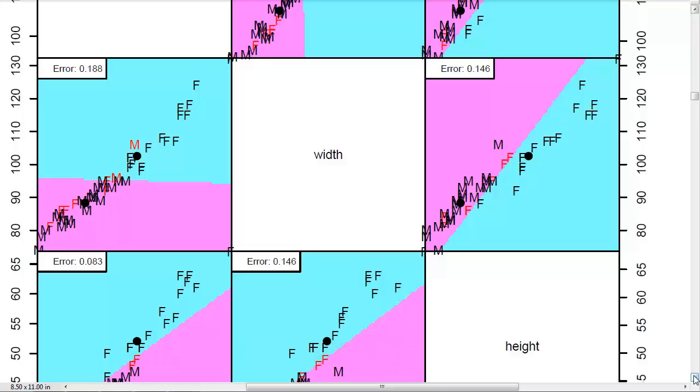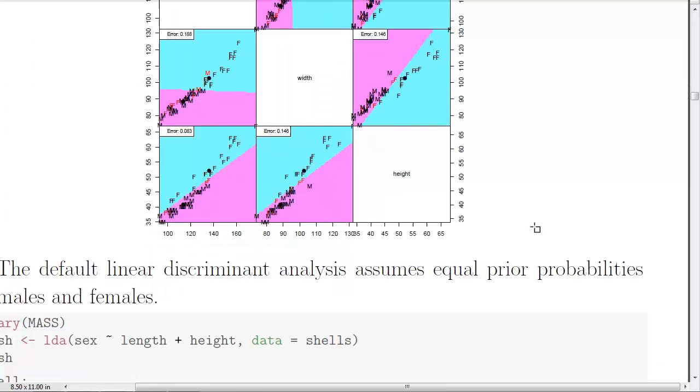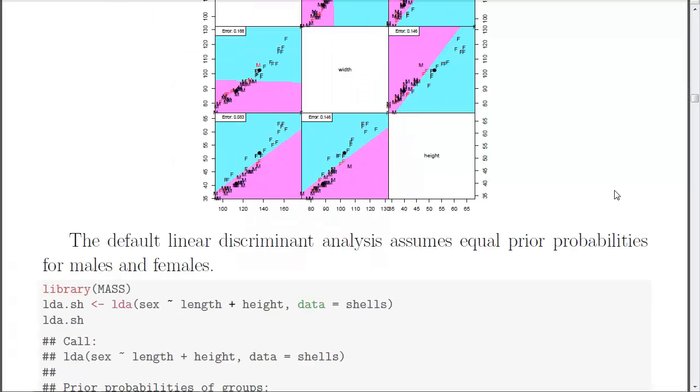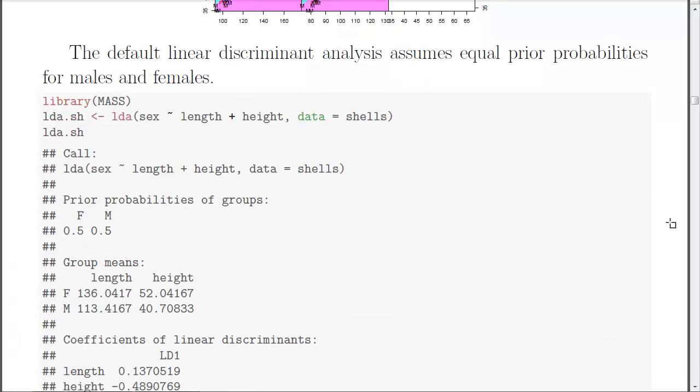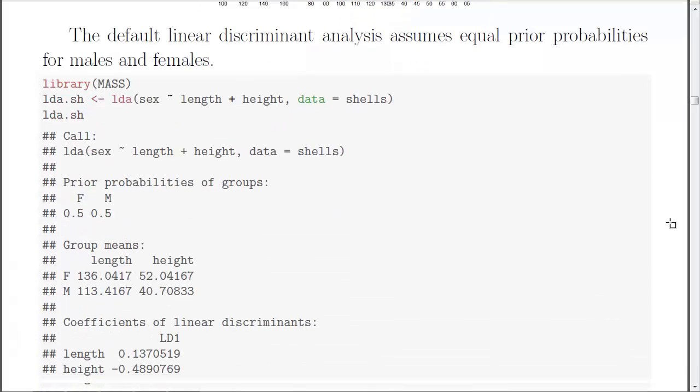Our goal, of course, is to use all 3, but this gives you a sense of how well you can do pairwise and what those rules would be. All right.